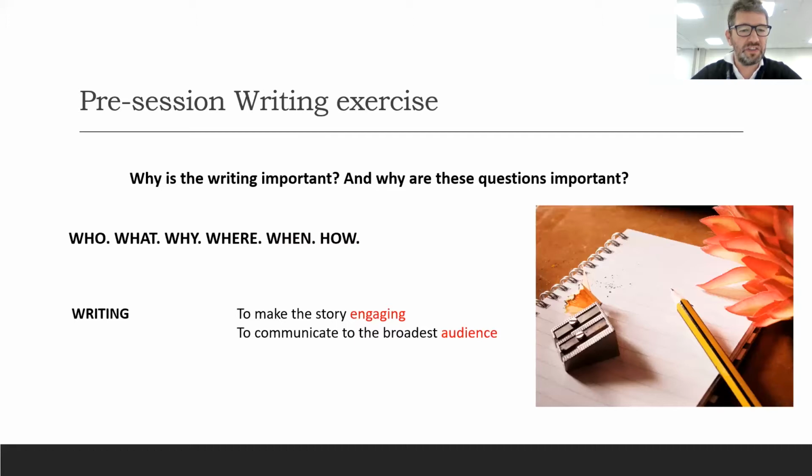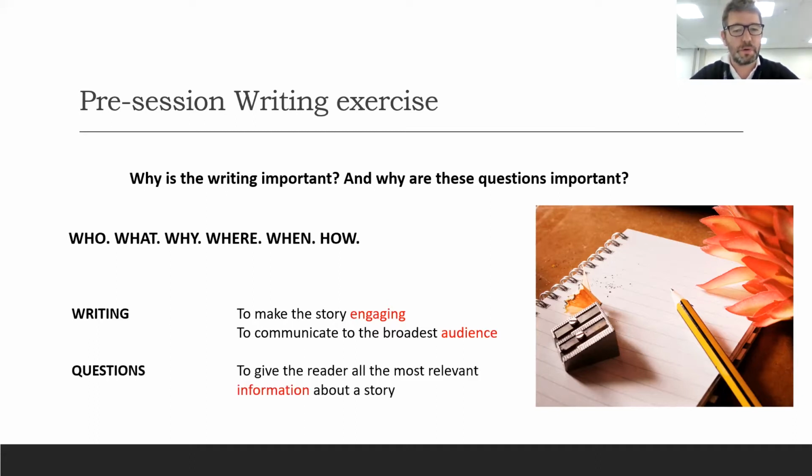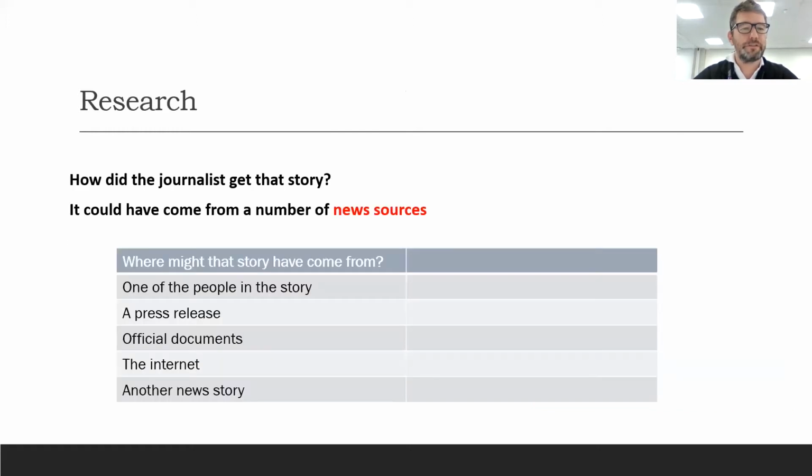But why are those questions important? Why, again, is English important in journalism? Certainly in the written form here that we're talking about, print and online. Well, we want to make the story engaging and we want to communicate to the broadest possible audience, give the reader all the most relevant information about a story.